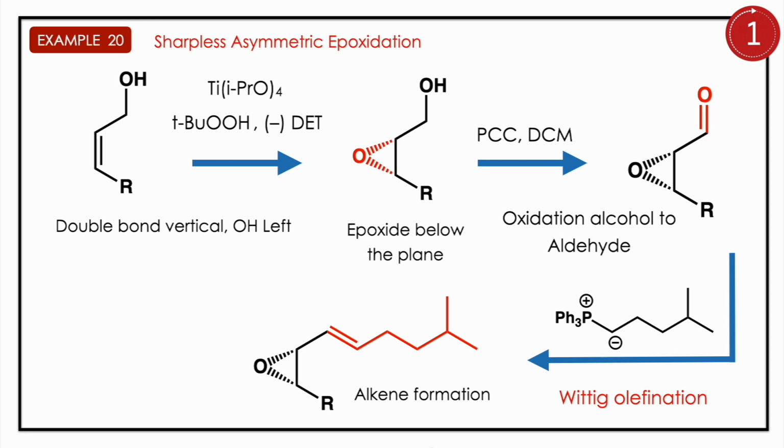Next step you are using PCC and DCM. PCC is an oxidizing agent, selective to alcohol, converting alcohol into carbonyl, here an aldehyde. Next step, phosphine halide you are using. Phosphine and carbonyl give an alkene there. So you have the final product with definite geometry. The concept you have to learn here is Sharpless asymmetric epoxidation can be a part of big molecule synthesis.